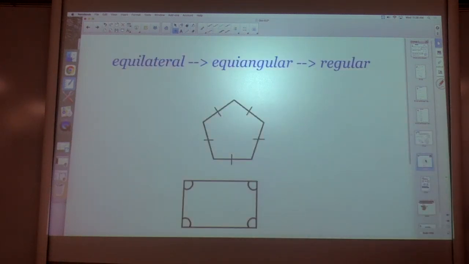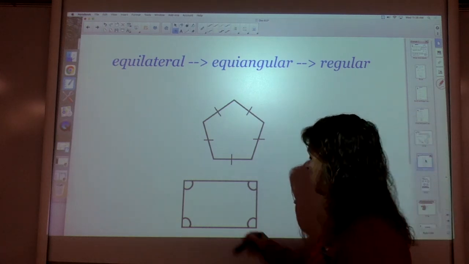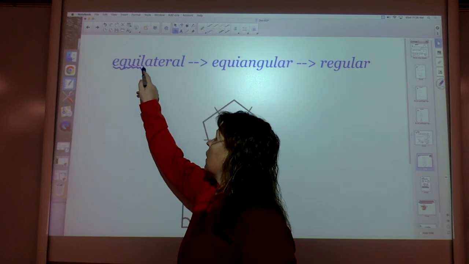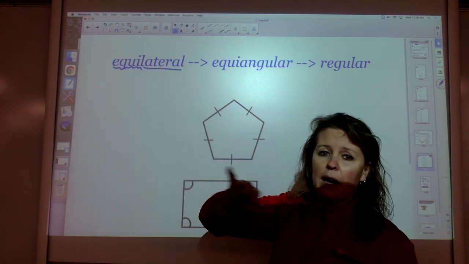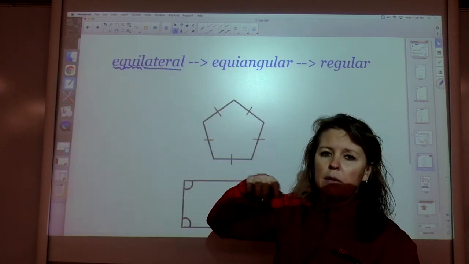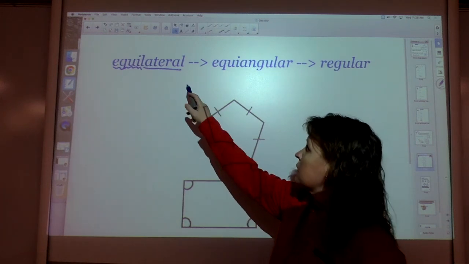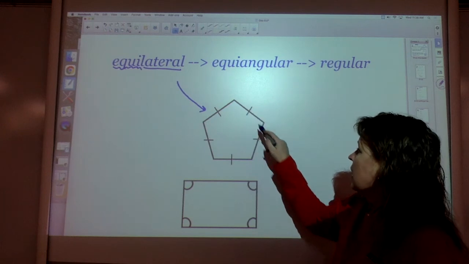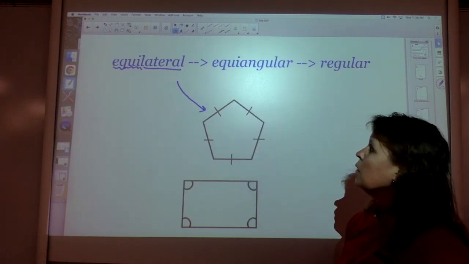All right, more vocab. There always is when you start out a chapter. Equilateral versus equiangular versus regular. Check the spelling again. Equilateral. Lateral means sides. Side to side. If you move laterally, you move side to side. Lateral sides. Equal sides. That's this one. All sides are marked equal.